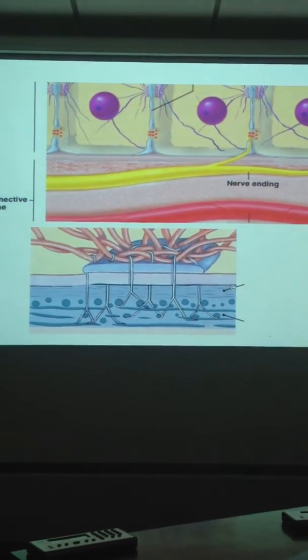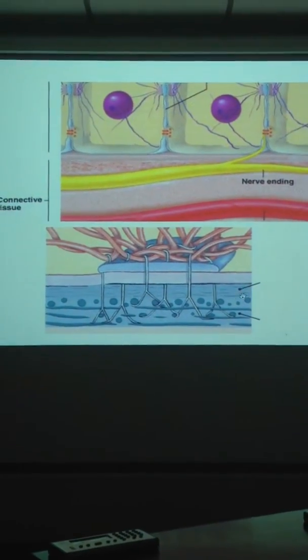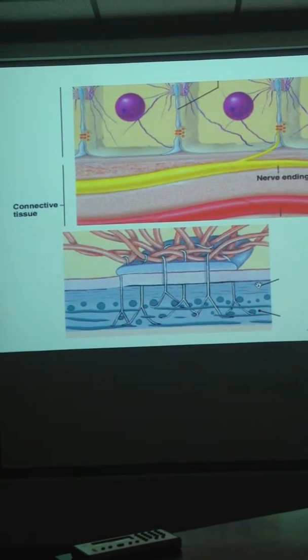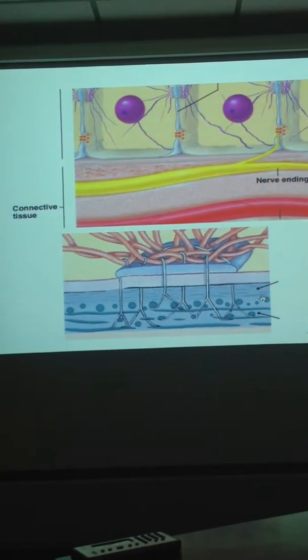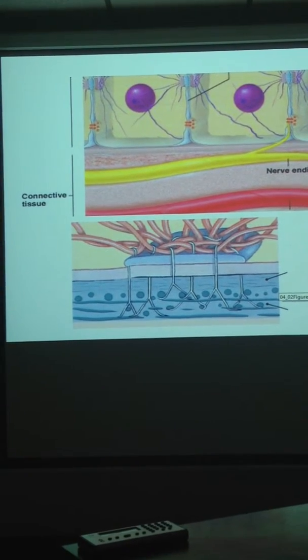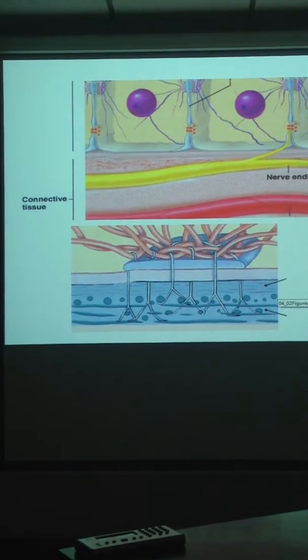Top half of basal lamina. Clear layer. Bottom half of basal lamina. Dense layer. So that's where you get lamina lucida, lamina densa. Those are the two divisions of basal lamina. Basal lamina plus reticular lamina is the basement membrane.